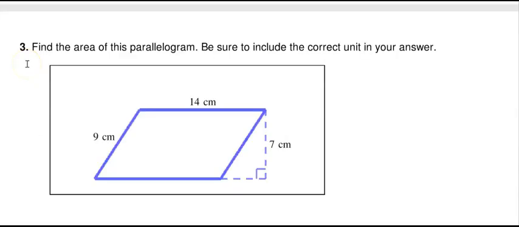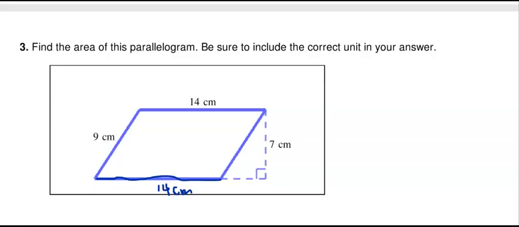Okay, so number 3, it says find the area of this parallelogram. Be sure to include the correct unit in your answer. Okay, so we've talked about this quite a bit. Basically with this one, we have to make sure that the base and the height are 90 degrees from each other. So the base of this is across here, which is 14 centimeters. And then remember to find the height, the height always has to be straight up and down, or 90 degrees from the base.